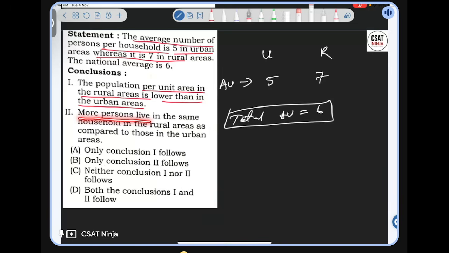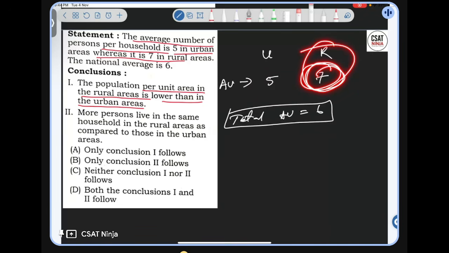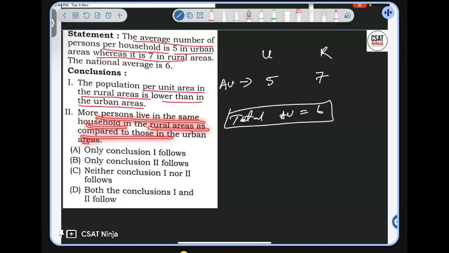More persons live in the same household in the rural areas as compared to the urban areas. I can say that in rural areas there's an average of 7 people living in a family, and in urban there is an average of 5% living in a family. That means more people live in a family in rurals, which means more people live in the same household in rural areas as compared to the urban. So this conclusion will follow. Because of that, I can eliminate some options here.